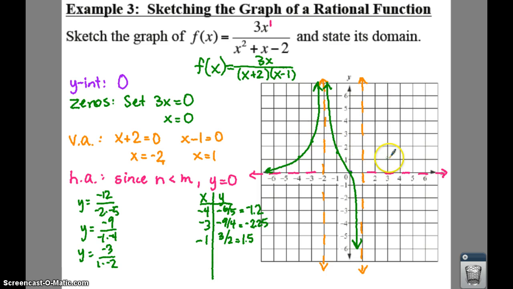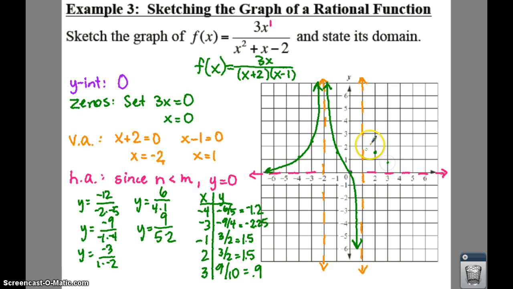Now the only thing that's left is to put another couple points out to the right. So we're going to plug in a 2 and plug in a 3. If you plug in a 2, you're going to get y equals a 6 on top, and then you're going to get a 4 times a 1 on the bottom, so you get 6/4, also known as 3 halves, which is a 1.5. So you go over 2, up 1.5. Plug a 3 in, y gives you a 9 over 5 times 2, or that's 9/10, or a 0.9. So you go over 3, up 0.9.